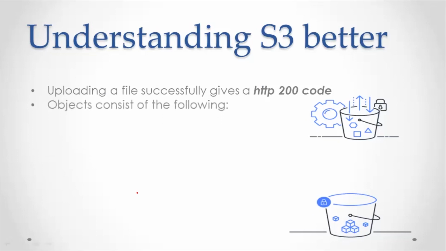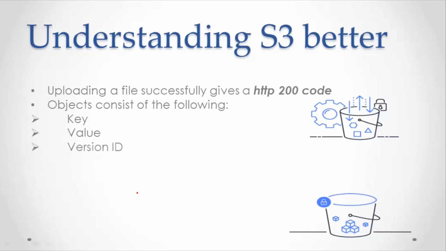As I mentioned, S3 is object based, and you can think of these objects as just files. These objects consist of the following. We have what's called a key, which is simply the name of the object. The file name of your object is what's referred to as a key. Then we have something called a value. This is simply the data that your object is made up of. It's made up of a sequence of bytes. So it's just the data.